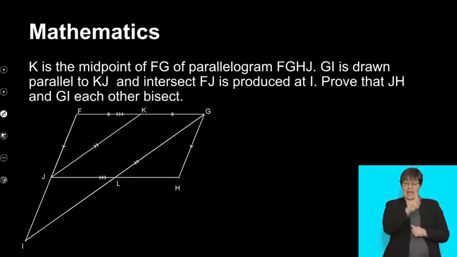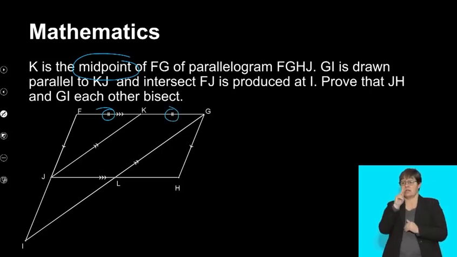Now they say K is the midpoint of FG, of parallelogram FGHJ, right? As soon as I see the word midpoint of FG, where's my FG? It means that the two-liner there and the two-liner there means FK is equal to KG, right? And then this is a parallelogram. As soon as this becomes a parallelogram, it makes the two opposite sides parallel and equal to each other. Now, GI is drawn parallel to KJ, right? GI is drawn parallel to KJ.